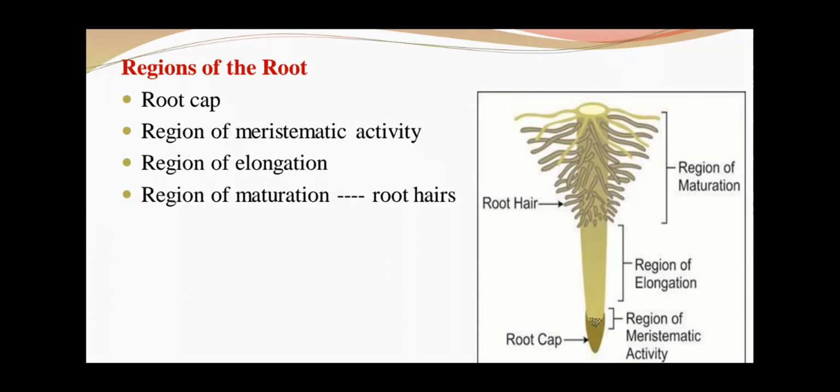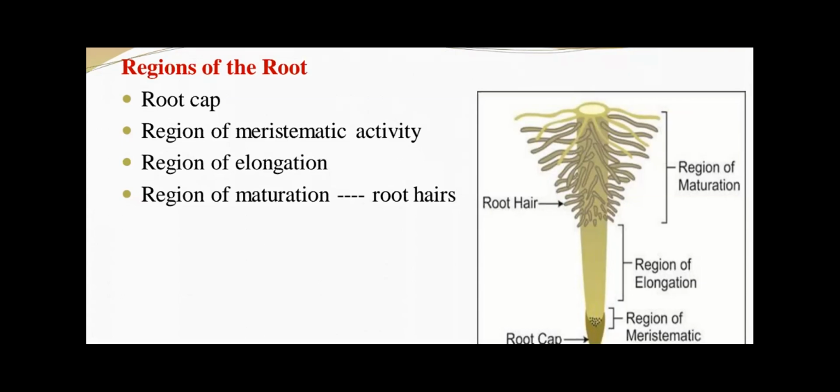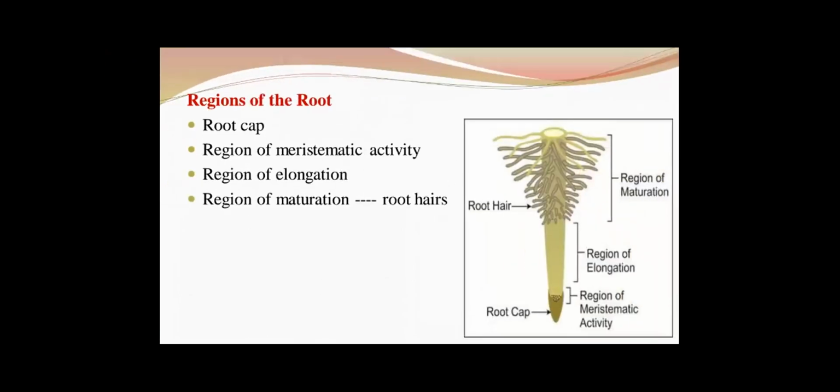Okay, and in this region of maturation, you can see some of the epidermal cells form fine, small, delicate thread-like structures which are called root hairs, and we all know the function of these root hairs. The major function is absorption. Okay, so these are the different regions of the root system.